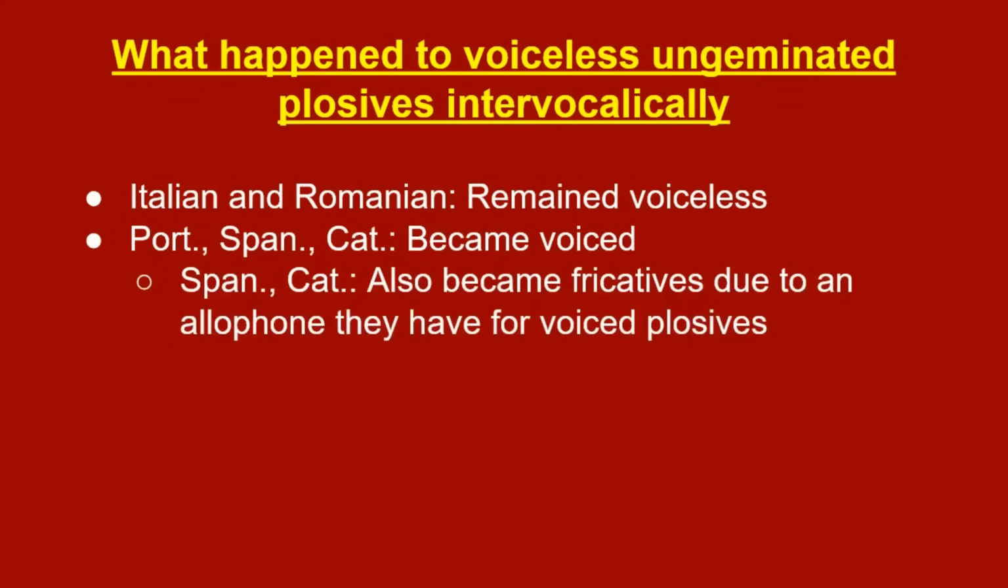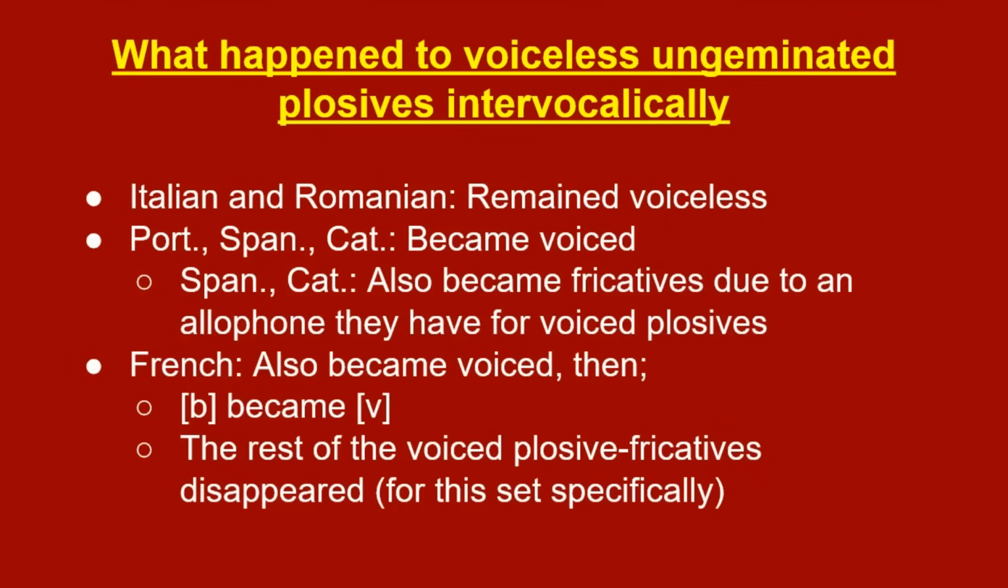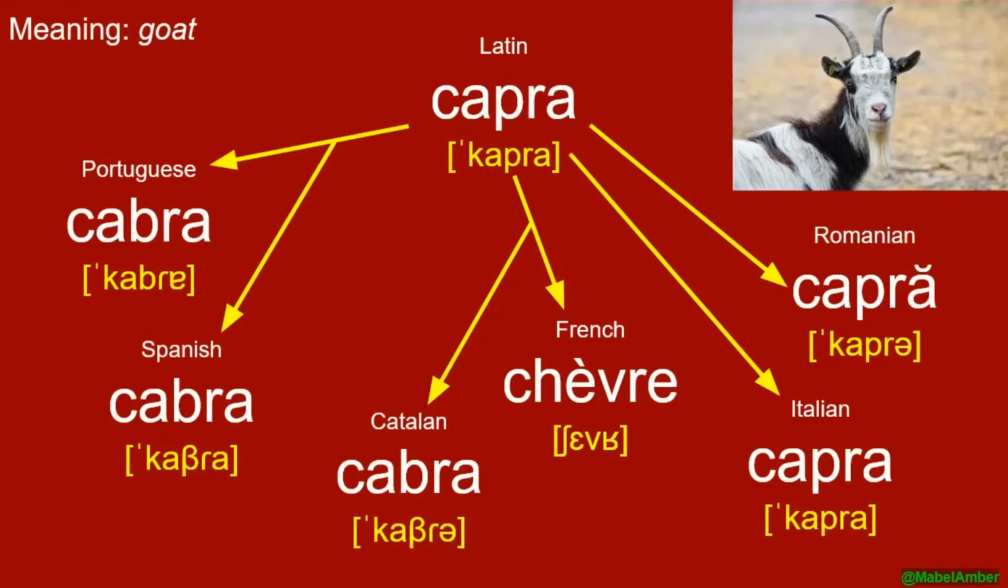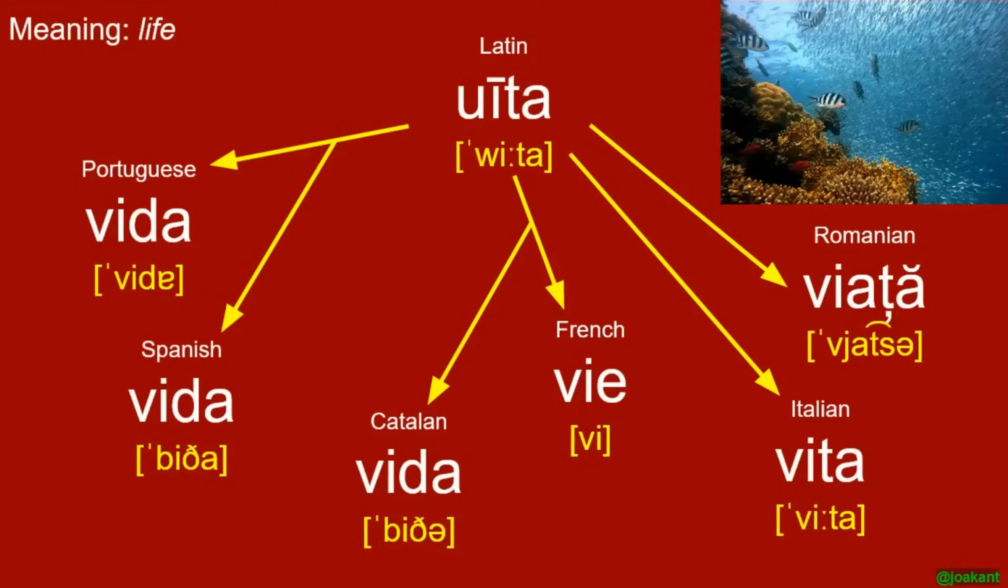That's our next topic. The voiceless consonants, when between vowels, or sometimes liquids, and ungeminated, became voiced in the Western Romance languages, and then in French, the b became v, and the rest of them disappeared. You just saw the example with capra becoming chèvre, so for an example with t, we have Latin vita, which became Italian vita, Portuguese vida, Spanish vida, Catalan vida, and French vie.